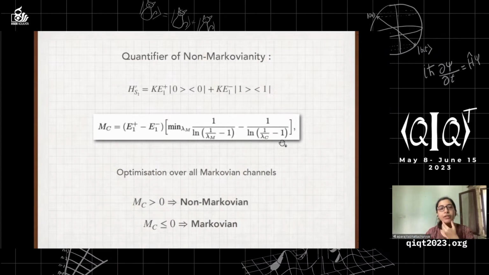And here there is an optimization over all Markovian channels lambda m, and this is lambda c, a channel whose Markovianity or non-Markovianity we want to detect. For that channel lambda c, if MC is greater than 0, it implies non-Markovianity, and if MC is less than or equal to 0, it implies Markovianity.